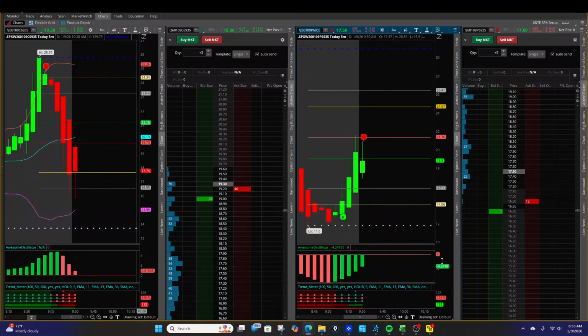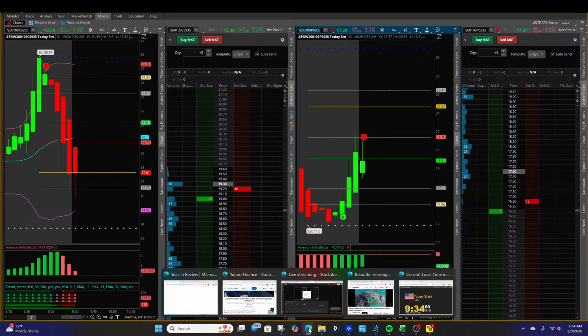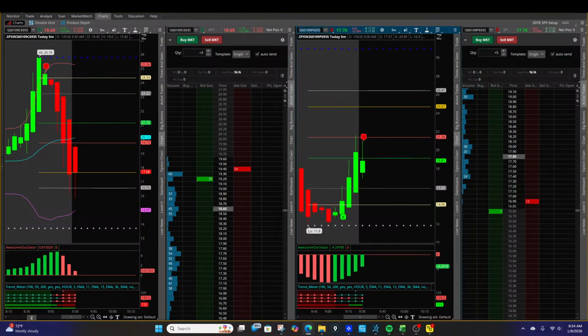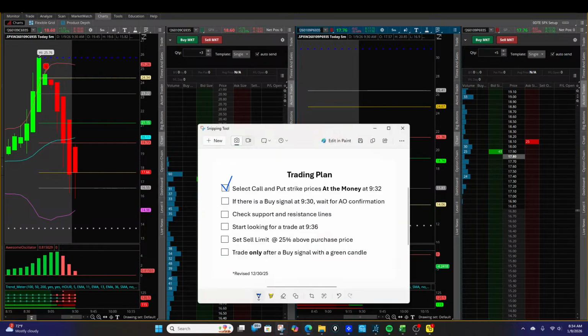Okay, looking at my trading plan, I typed up something so that I could see it better. My memory as I get older is not as good as I would like it to be. So let's see if I can find it here. Okay.